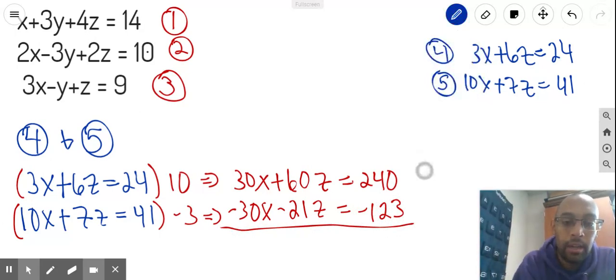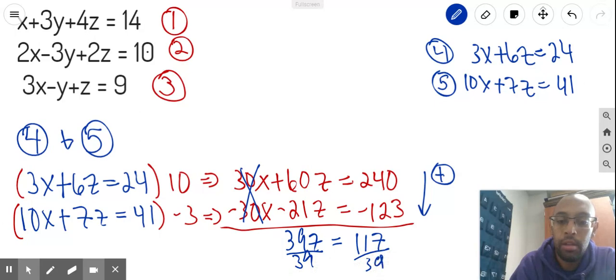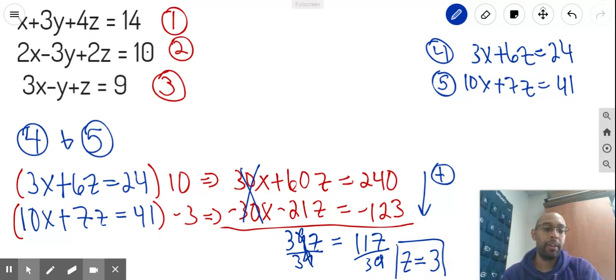So then adding top down, x's cancel. 60 minus 21 is 39, so that's 39z. And then 240 minus 123 is going to be 117. Dividing both sides by 39, z is 3. Because when you do 117 divided by 39, you will get 3.